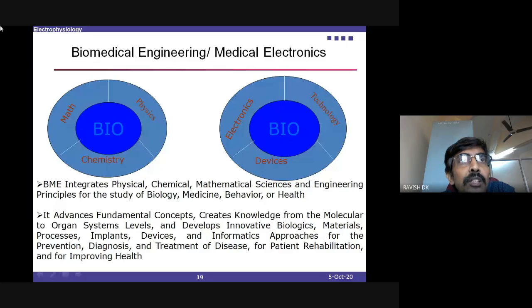Engineering-wise, it encompasses all engineering technology: mechanical engineering, civil engineering, electrical engineering. All the engineers are required for biomedical engineering. Medical electronics is purely the design and development of a product using electronics. Okay.